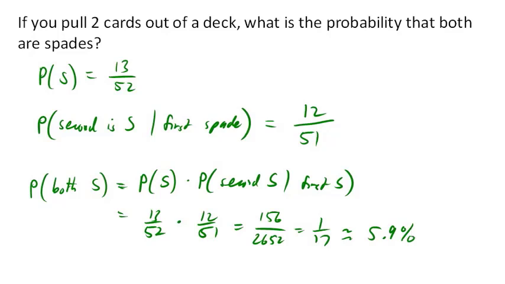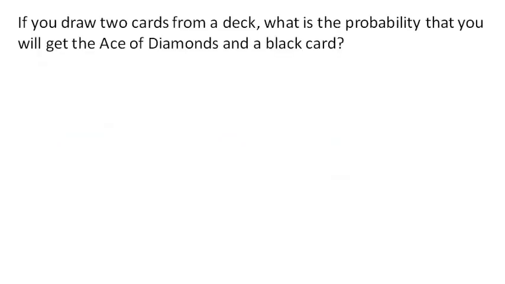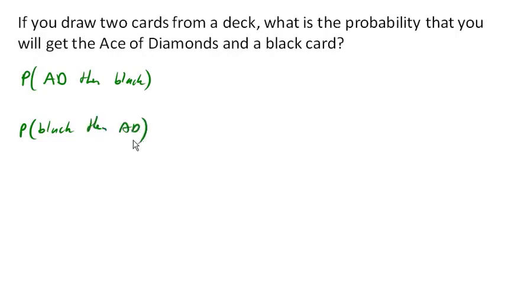Let's look at another one. If you draw two cards from the deck, what's the probability that you'll get an ace of diamonds and a black card? Now this one's a little trickier because the events are different. There are two different ways that this could happen. Either we do the probability of the ace of diamonds, then the black card, and then separately we need to consider the probability of getting a black card, then the ace of diamonds, because it's hard to think about putting those two cases together.